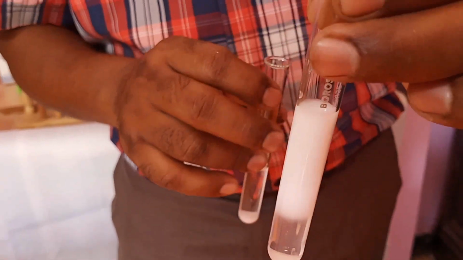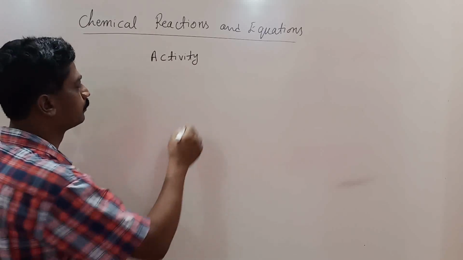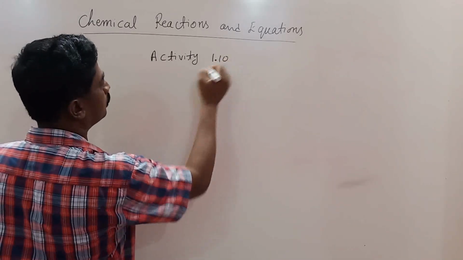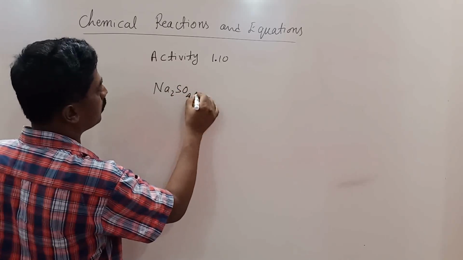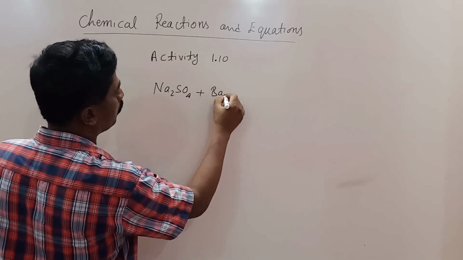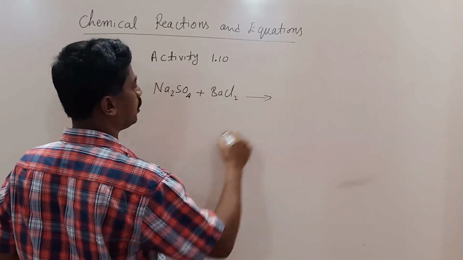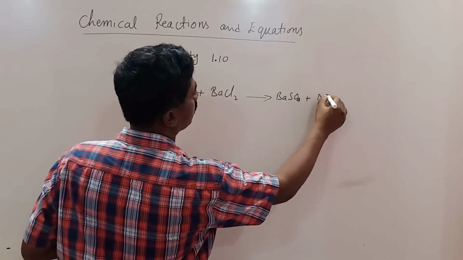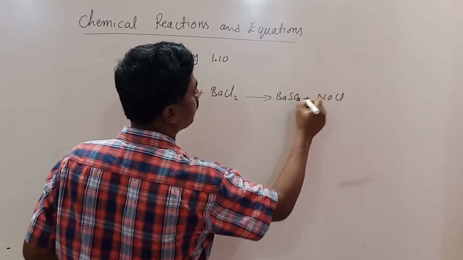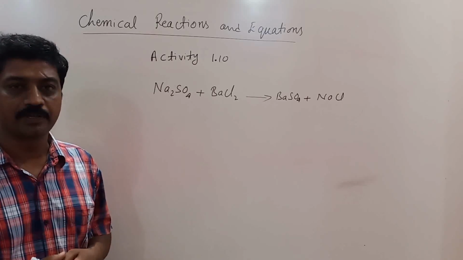That's it. In this activity 1.10, when sodium sulfate and barium chloride aqueous solutions are mixed, you get barium sulfate and sodium chloride, a double displacement reaction.